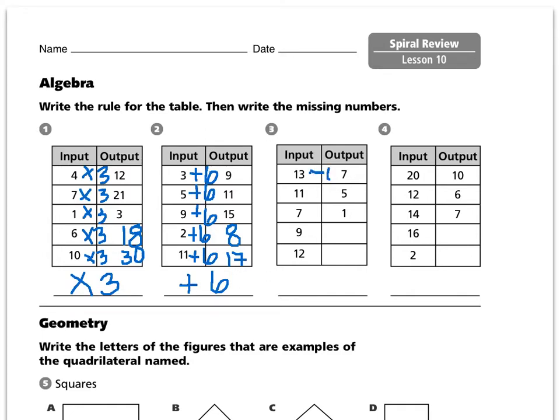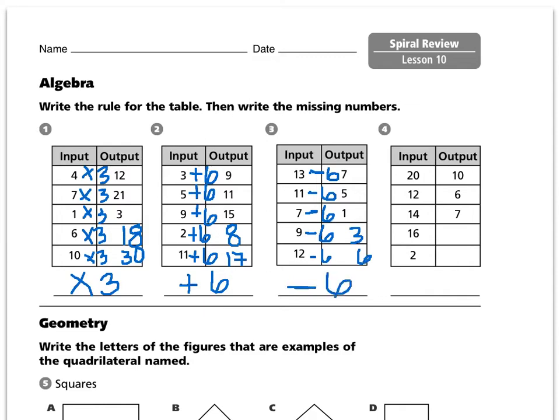13 minus 6 equals 7, 11 minus 6 equals 5, and 7 minus 6 equals 1. 9 minus 6 equals 3, and 12 minus 6 equals 6. So my rule is to subtract 6.